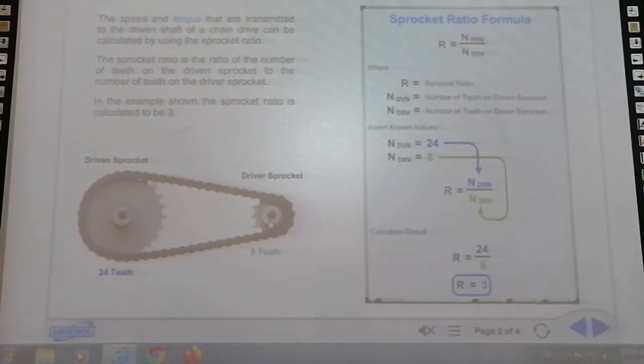Now here the speed is more, so the torque will be less. Here speed is less in the driven sprocket, so it will have more torque.